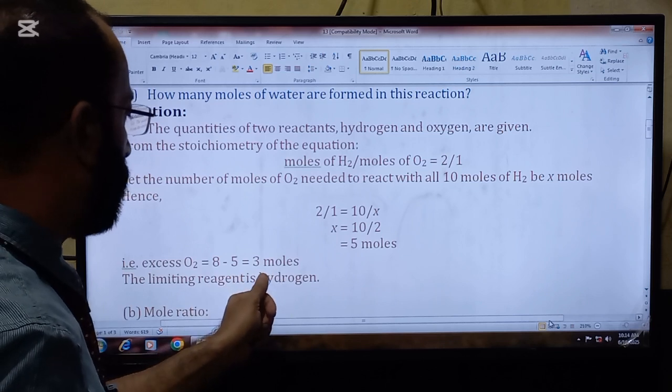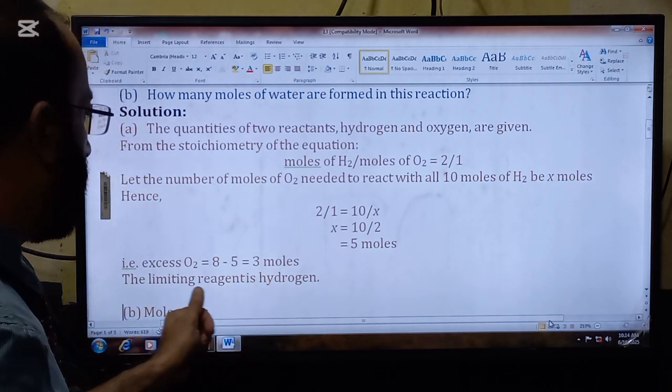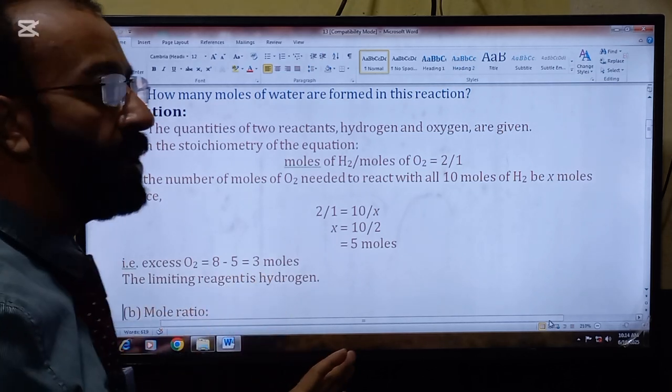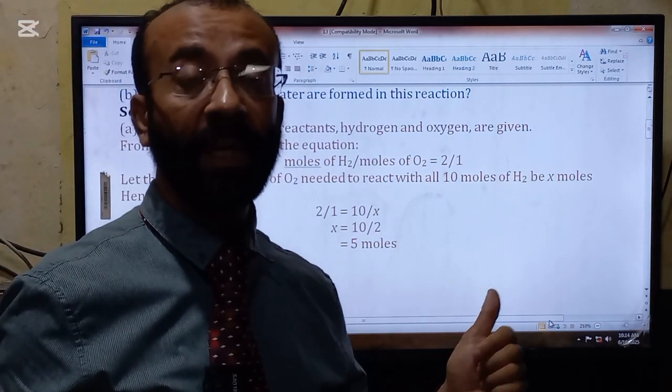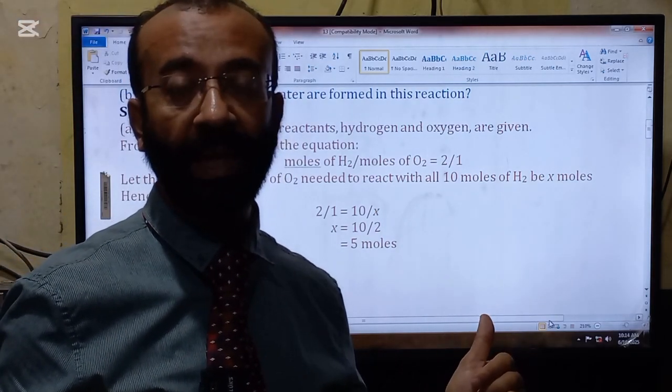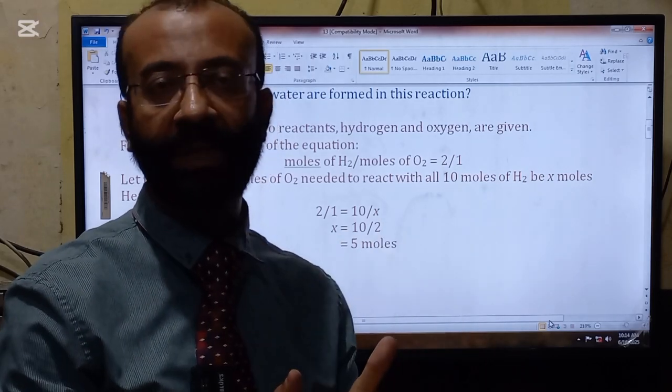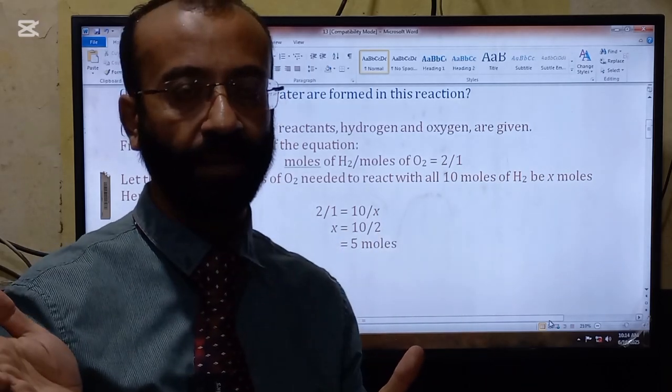So still 3 moles are left. So it means limiting reagent is hydrogen. So this will be the first step. Now, because hydrogen is the limiting reagent, this substance will actually stop the reaction.